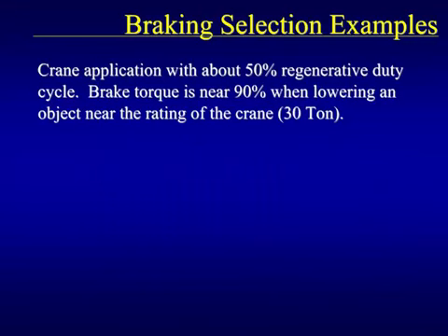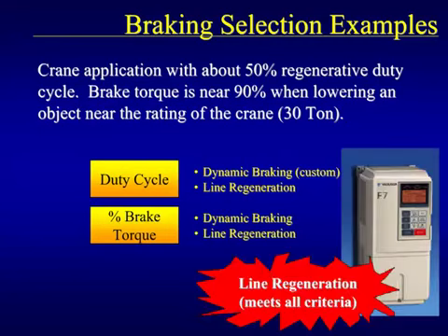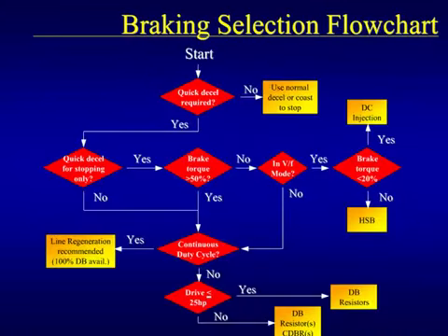Last, consider a crane application that has approximately a 50% regenerative duty cycle. The braking torque requirement is near 90% when lowering an object near the rating of the crane. Both dynamic braking and line regeneration meet the duty cycle and braking torque requirements for this application. However, because a custom dynamic braking solution is required for this large duty cycle, line regeneration would probably be more effective.